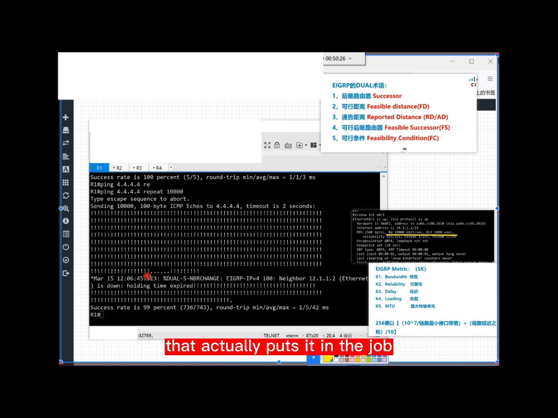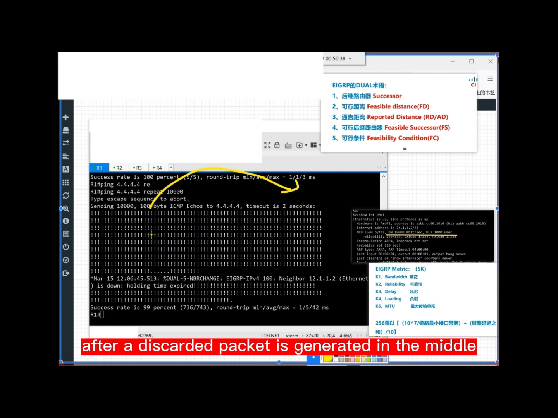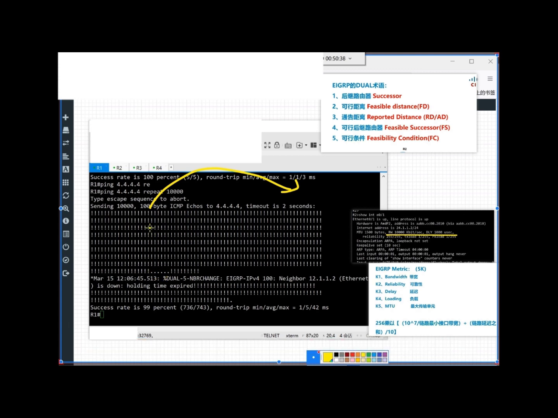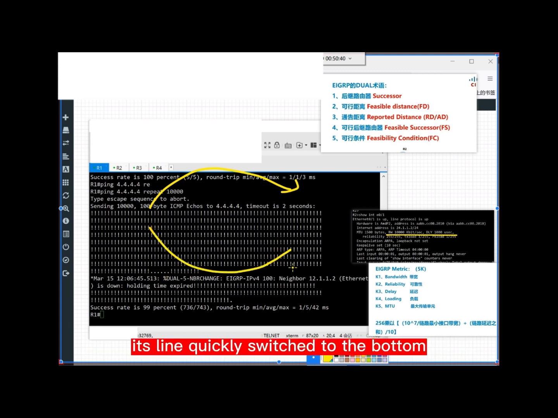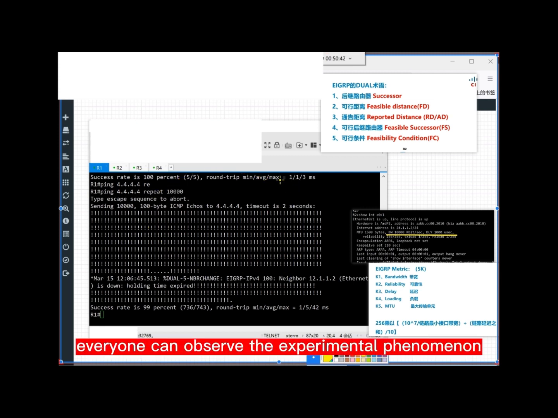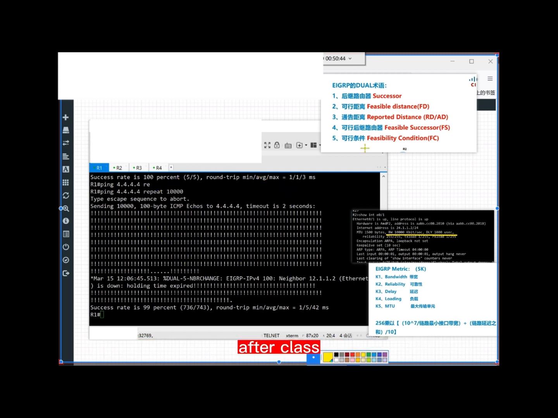EIGRP is slightly faster on a real machine than in the simulator. Relatively speaking, the presentation is a bit slow now. These exclamation points above mean that the line is up. Then when the interface is down, after a few discarded packets are generated in the middle, the line quickly switched to the bottom. Everyone can observe the experimental phenomenon after class.